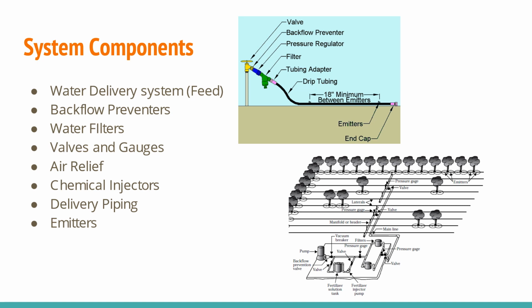In large-scale systems, you can have chemical injectors, which are used to mix fertilizer into the water at specific ratios. And lastly, you have delivery piping, which can laterally deliver water throughout landscapes and soil surfaces. Sometimes they will contain emitters on lines like polyurethane, drip line, and drip tape.